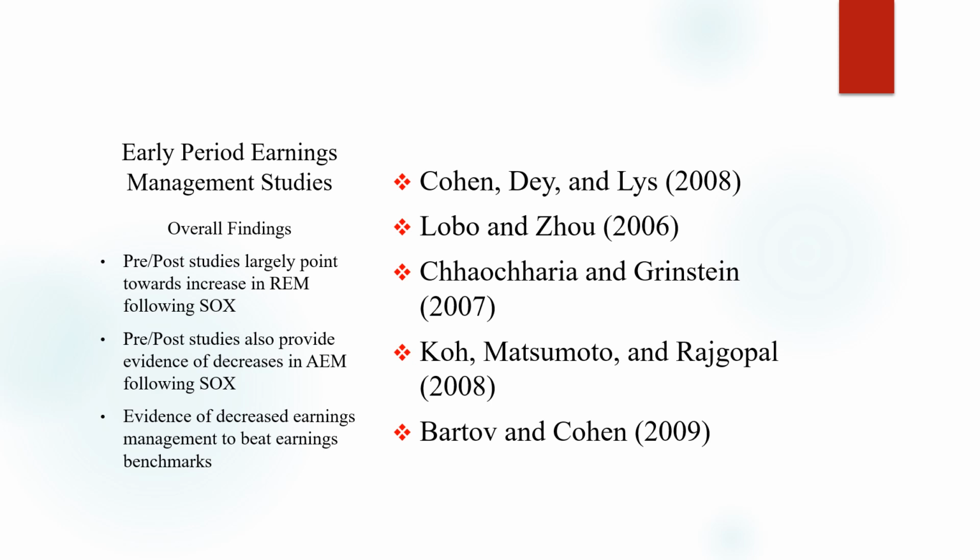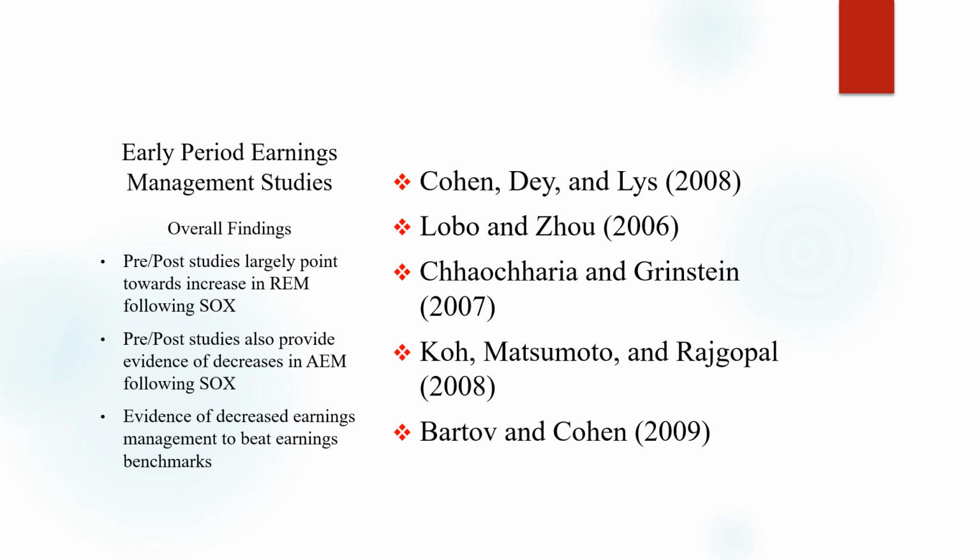That is also strengthened by Lobo and Zhou, and the paper by Chhaochharia and Grinstein in 2007. Those are very consistent with what you find in Cohen, Dey, and Lys, where you find less accruals earnings management and more real earnings management. Lobo and Zhou and Chhaochharia and Grinstein were looking at whether firms were using accrual earnings management or real earnings management to beat benchmarks following Sarbanes-Oxley. And they found that same decrease in accruals earnings management and increase in real earnings management.